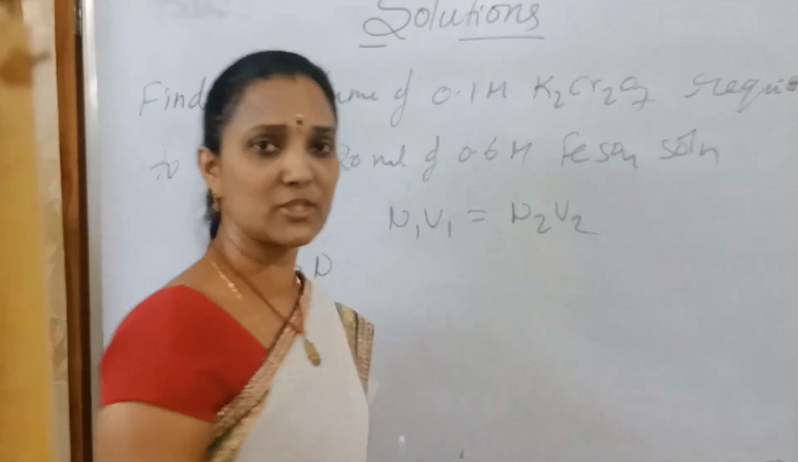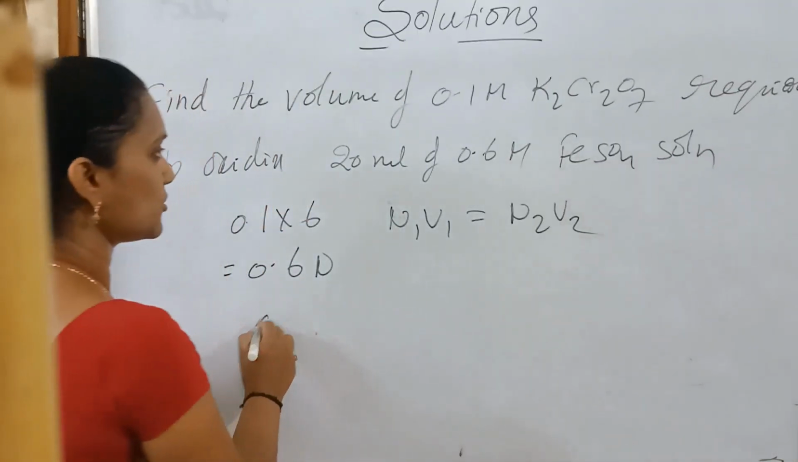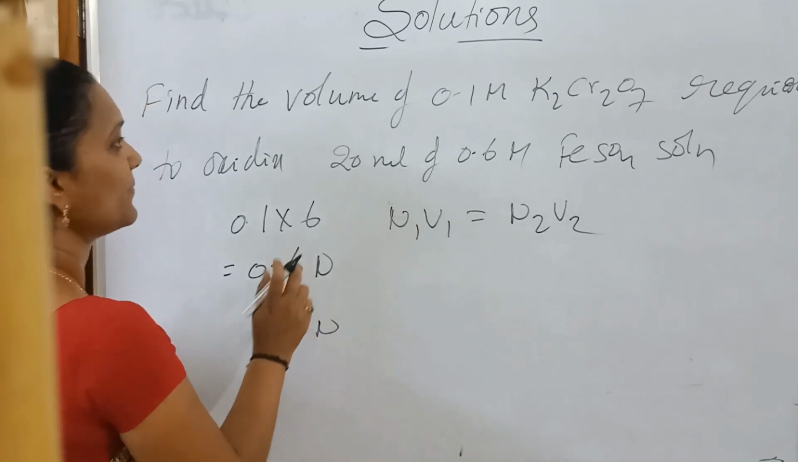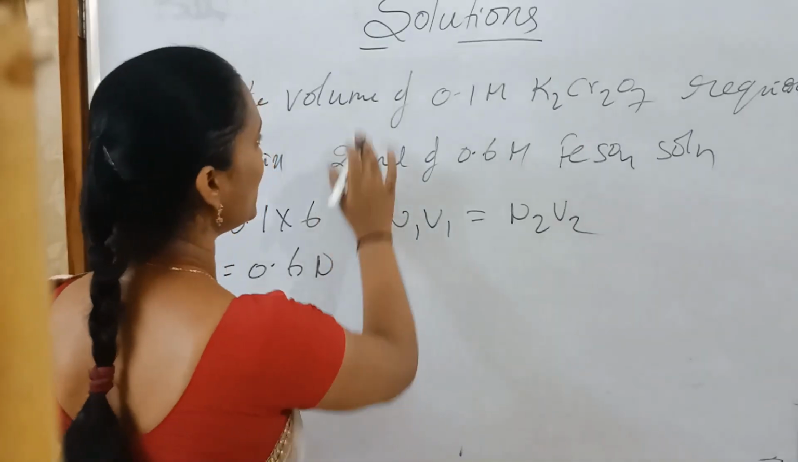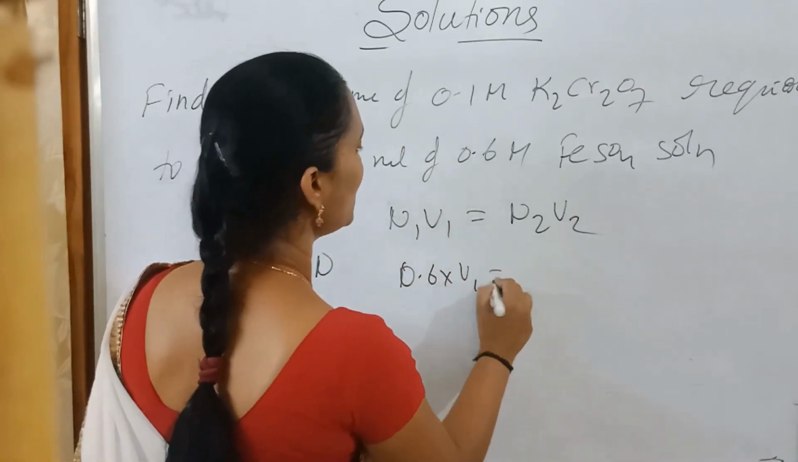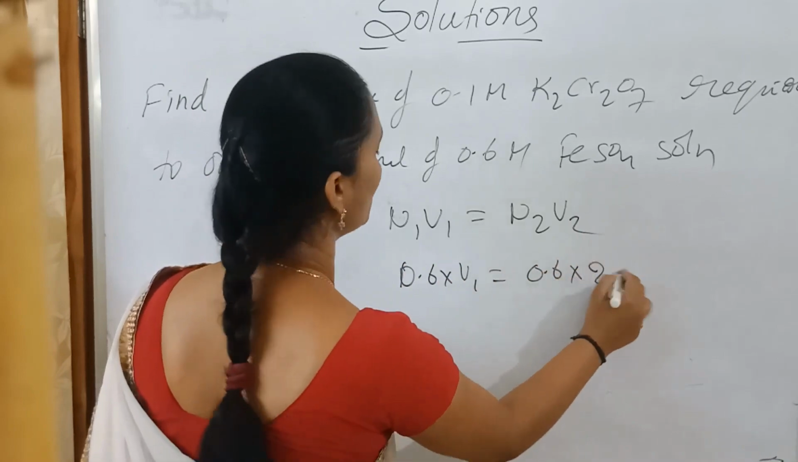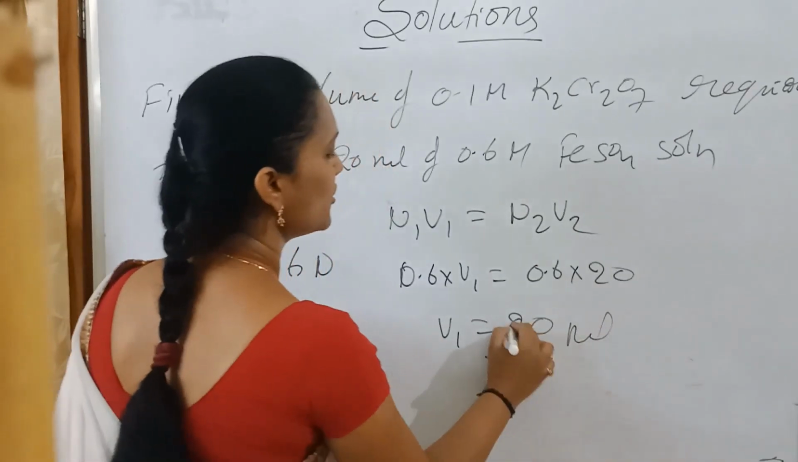Ferrous sulfate, Fe plus 2 changes to plus 3. What is the n factor? 1. So 0.6 into 1, 0.6 normality. This is K2Cr2O7, and that is FeSO4. So volume here is 20. Here they are asking this volume. Normality 0.6 into V1 is equal to 0.6 into 20. So V1 equal to 20. Yes or no? So the answer is 20 ml.